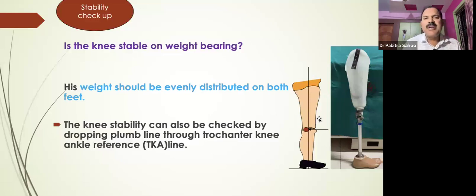Now look at the stability of the prosthesis. Is the knee stable on weight bearing? Because weight should be evenly distributed on both feet. So how do you check whether the knee is stable or not? The simple clinical way is to stand on the side of the amputee patient using the prosthesis. Give a small blow, a strike to the back of the knee with a slight force, and observe whether the knee returns immediately to full extension to prevent knee buckling or not.